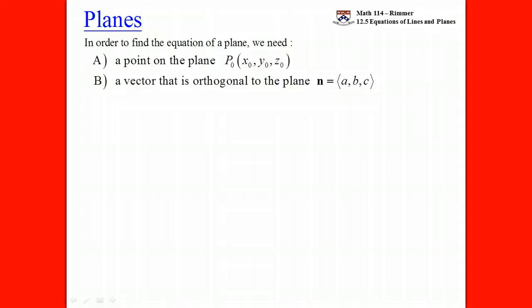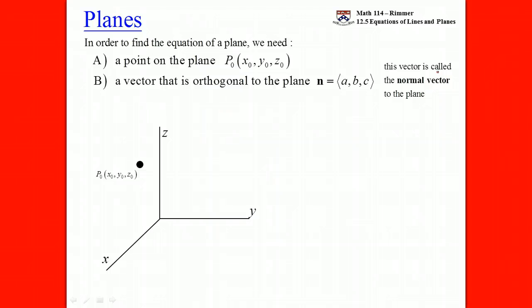And so we're going to change our verbiage. Instead of saying orthogonal, we're going to say it's normal to the plane. These are the two things you need. And the battle is going to be how to find the normal vector. It's not going to be trouble to find a point that's on the plane. Most times you'll be given a point that's on the plane. The hard part is going to be how do you find the normal vector to the plane.